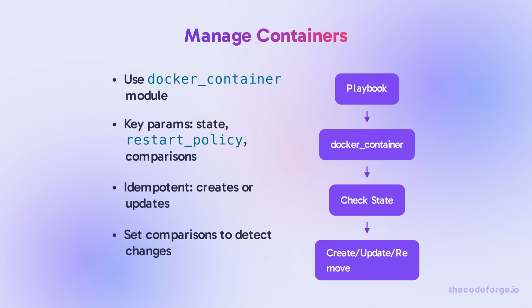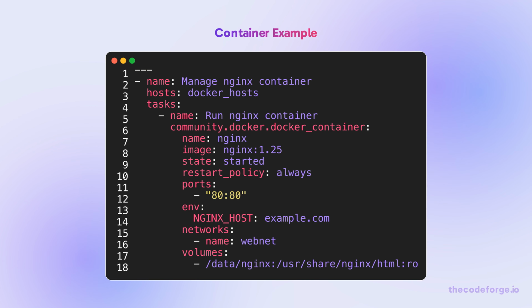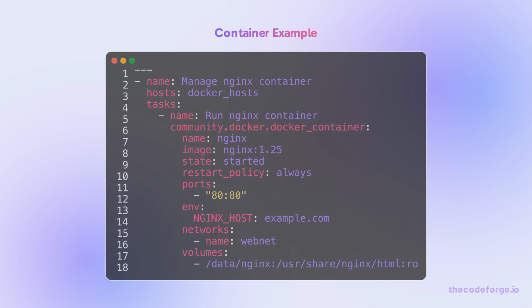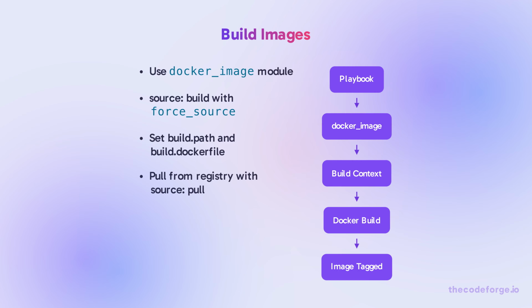The Docker container module is the workhorse. Use state: started for production, set restart policy: unless-stopped, and always define comparisons to detect changes in environment variables or command. Here's a complete example of managing an Nginx container. Notice the comparisons parameter is missing. We'll fix that later.